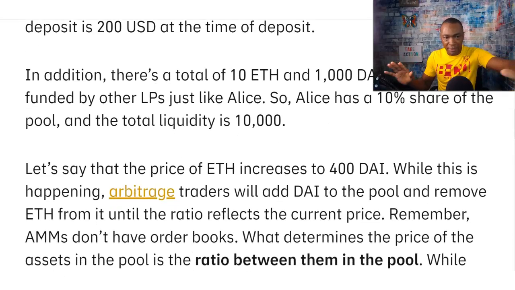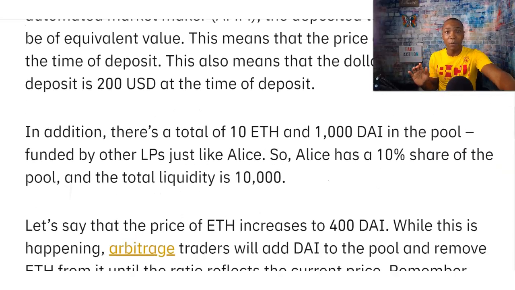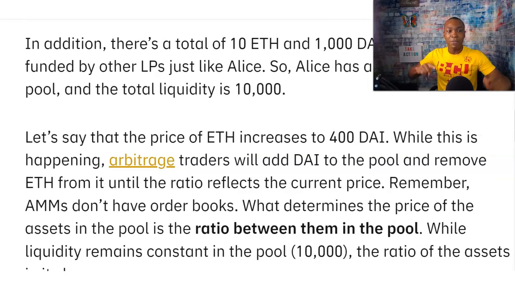Okay. So let's say that the price of Ethereum increases to 400 DAI. Remember, it increased to 400 DAI all of a sudden. While this is happening, traders will add DAI to the pool and remove Ethereum from it until the ratio reflects the current price.